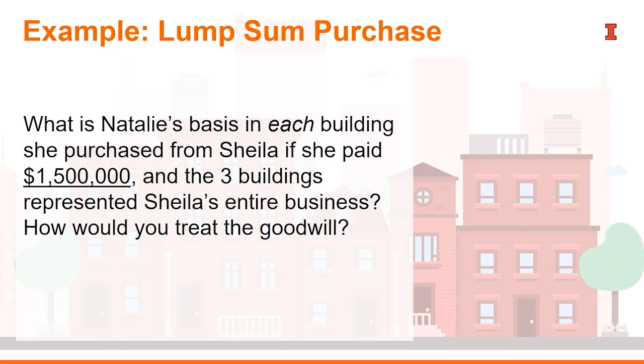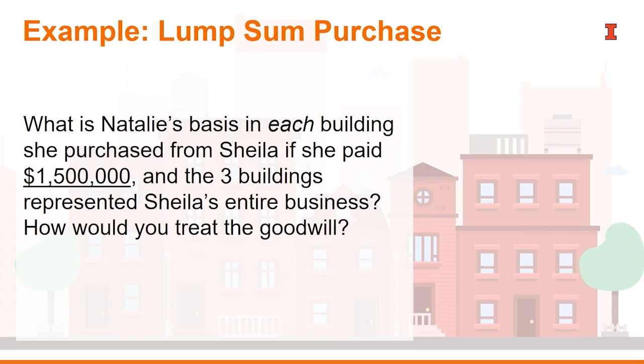Now let's change one fact. And let's say that Natalie bought the 3 buildings for $1.5 million, not $1 million. And the 3 buildings represented Sheila's entire business. What happens here? How would you treat the goodwill? So what happens here is that Natalie paid $1.5 million for buildings with a total fair market value of $1.4 million. In effect, Natalie overpaid for the buildings. Maybe she did that because she thinks the buildings will be even more valuable in the future. So how does she figure out her basis in each building?